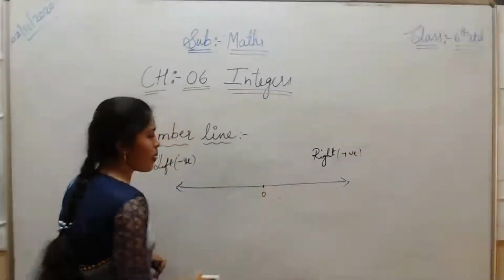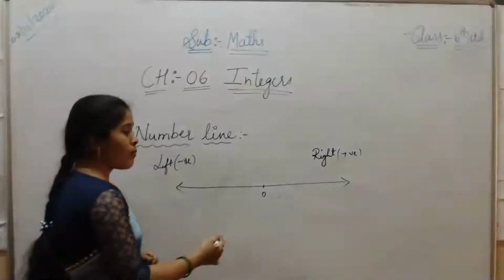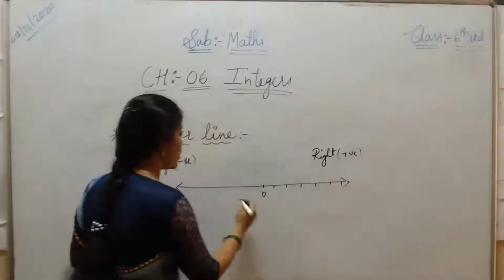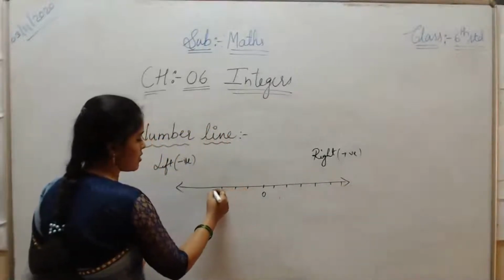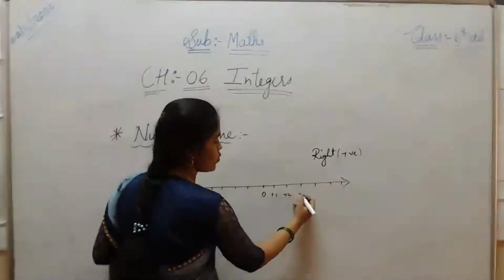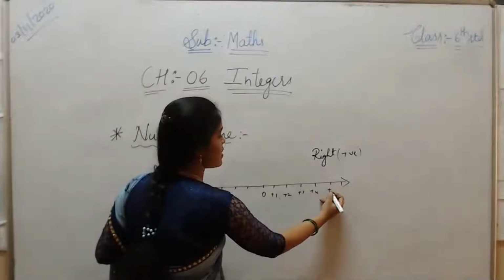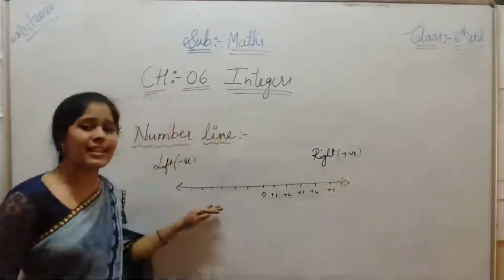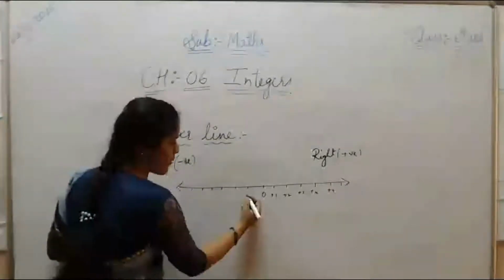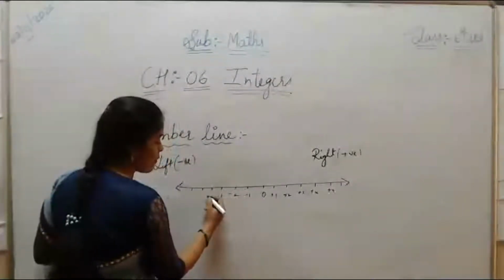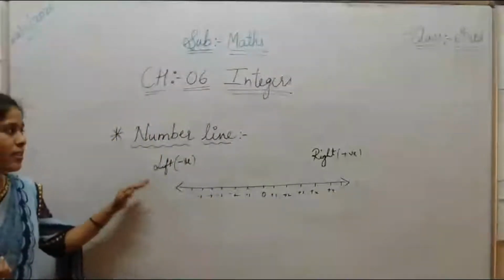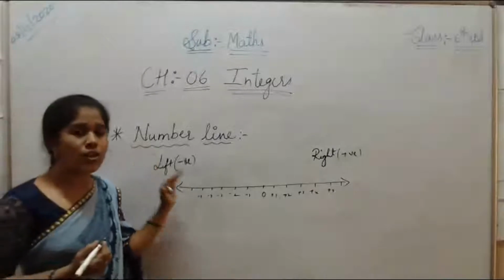Center 0. To the right, all positive numbers at equidistance, and to the left, all negative numbers at equidistance. See here, plus 1, plus 2, plus 3, plus 4, plus 5, and so on, because this line extends to both sides. Here we start with minus 1, minus 2, minus 3, minus 4, minus 5, and so on. So this is a number line, the numbers on the line.